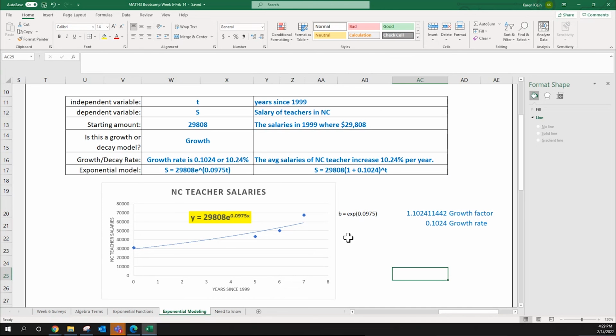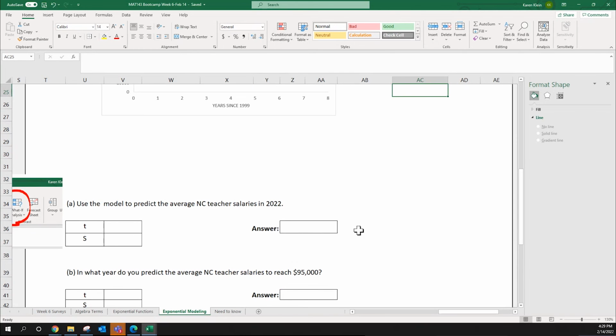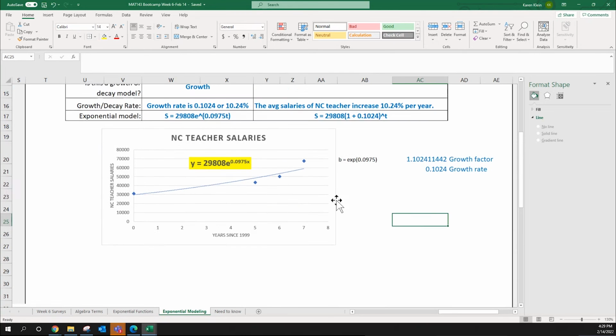Before you head out of here, we do have some predictions that we can do, but it's the same as the one before.